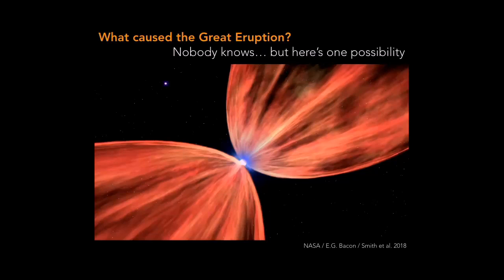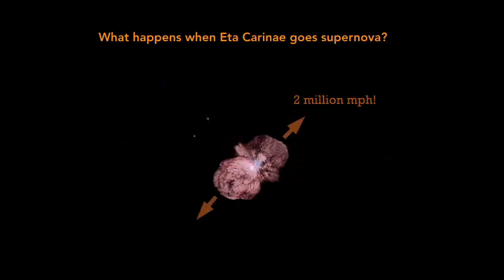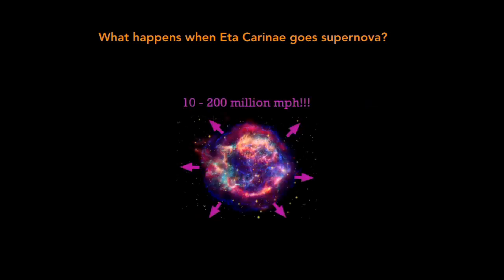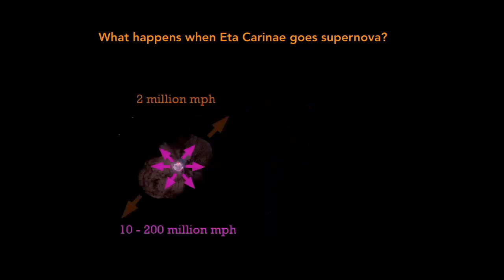And so one of the things that people wonder is, massive stars tend to go supernova. They tend to blow up at the end of their lives. And so, you know, what does it actually look like when something that has lost this much mass goes supernova? Well, the gas is actually expanding out at about 2 million miles an hour. However, a supernova expands out at about 100 million miles per hour. And so what happens when that 100 million miles per hour catches up with the expanding gas?